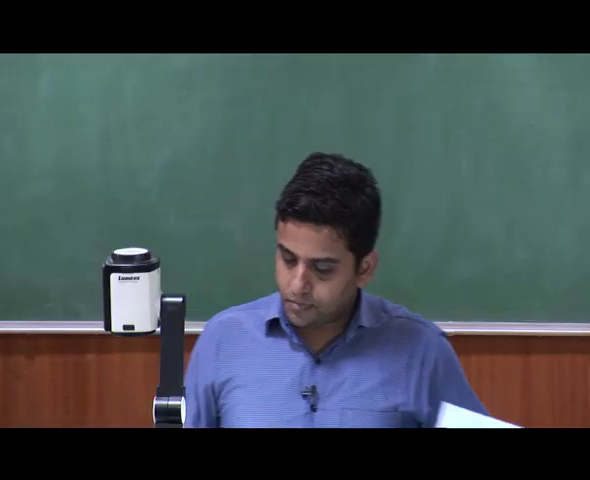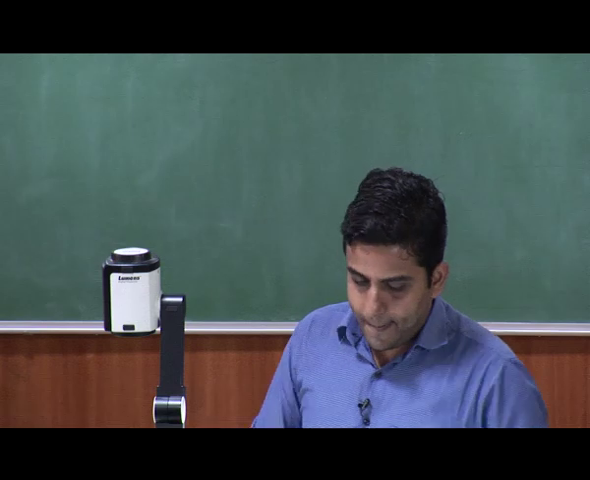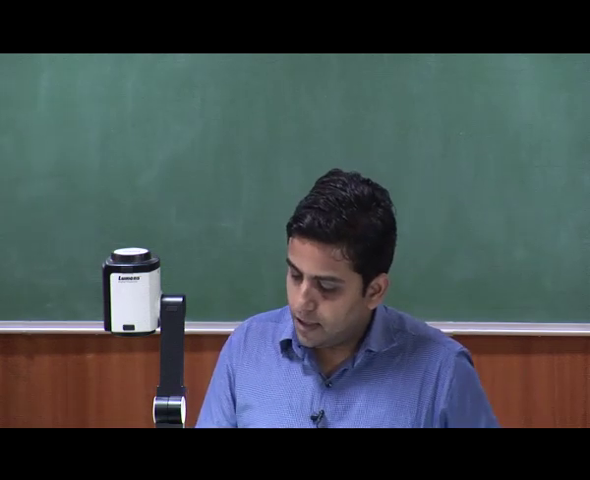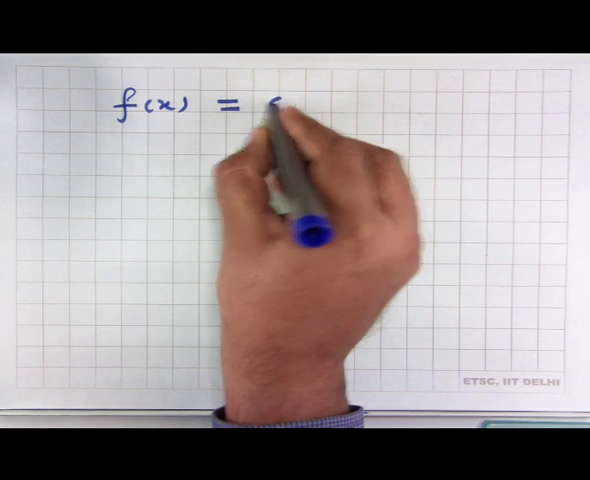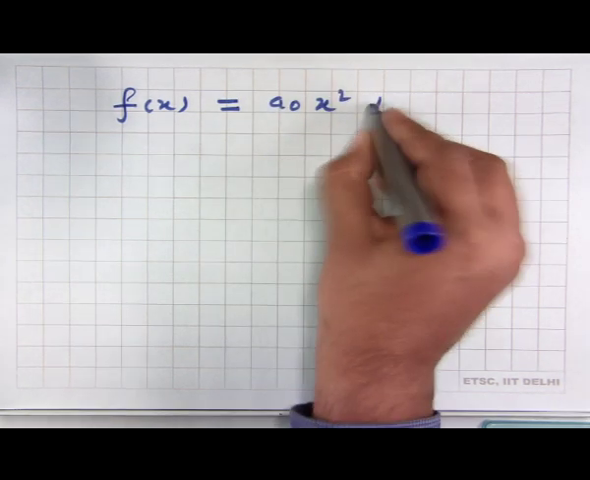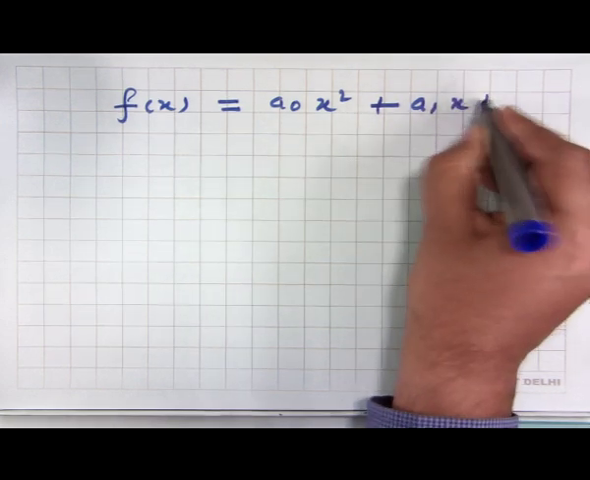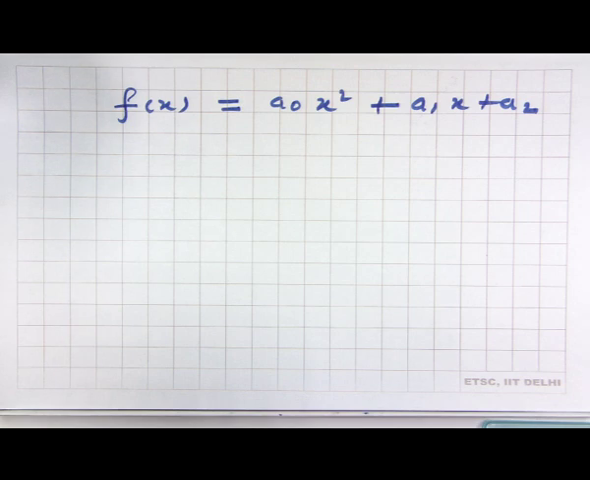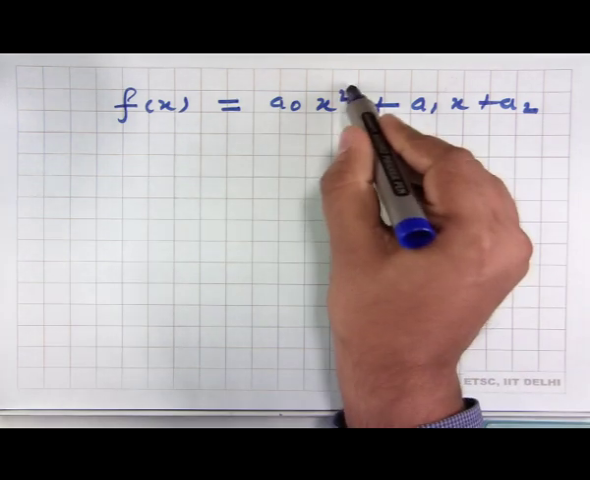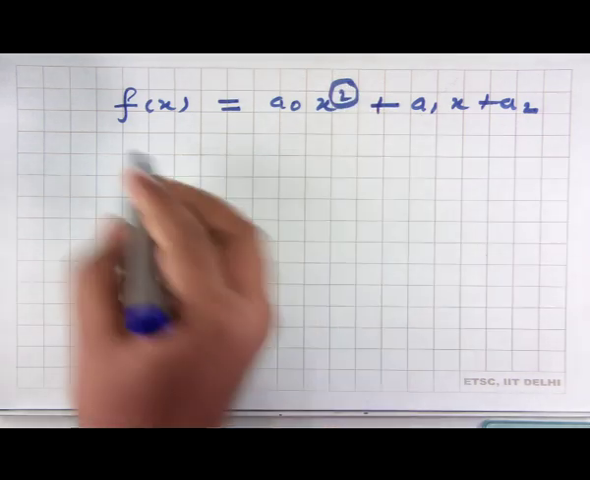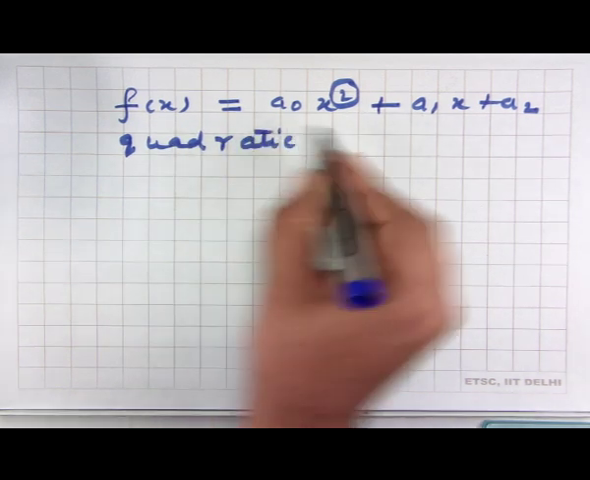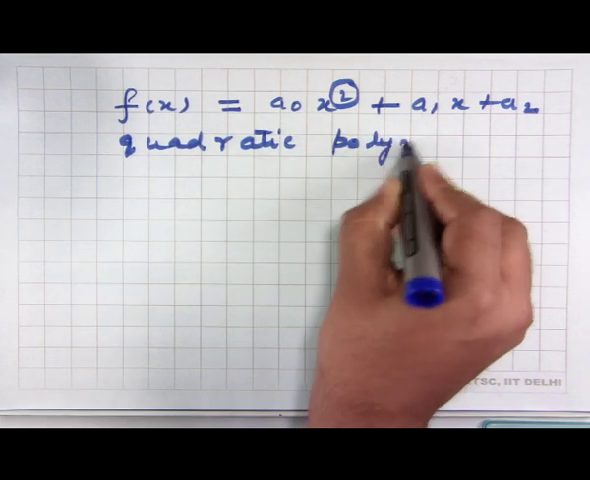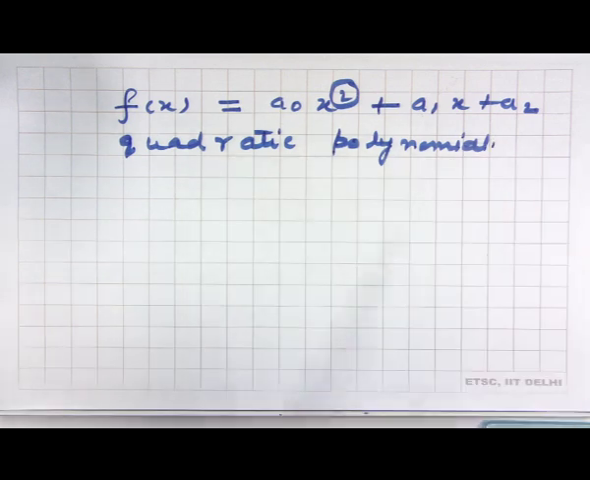Now suppose f(x) equals a0 x square plus a1 x plus a2 is a polynomial of degree 2. It is called a quadratic polynomial. We can take several examples of quadratic polynomial.